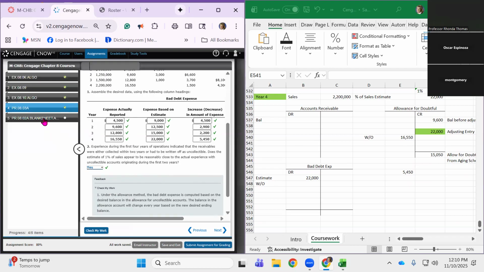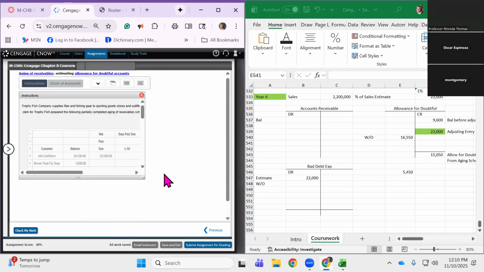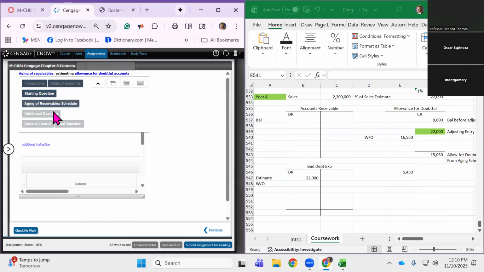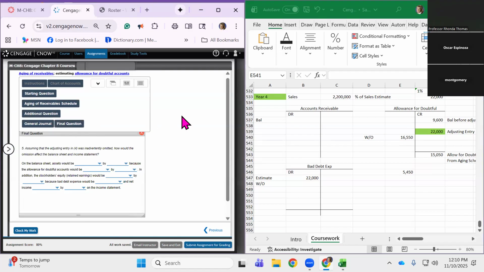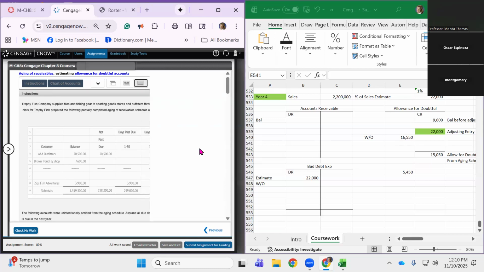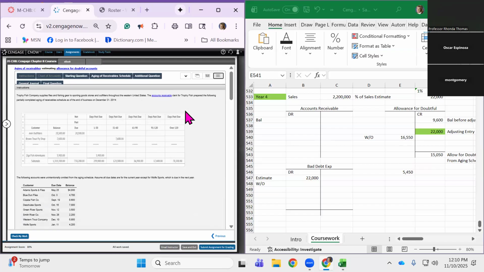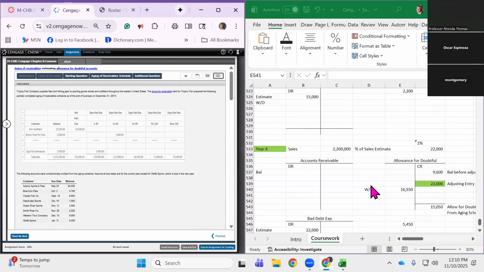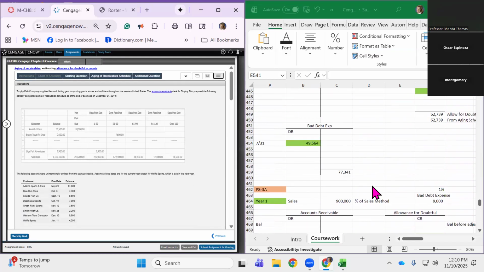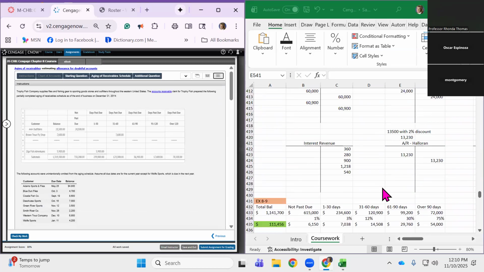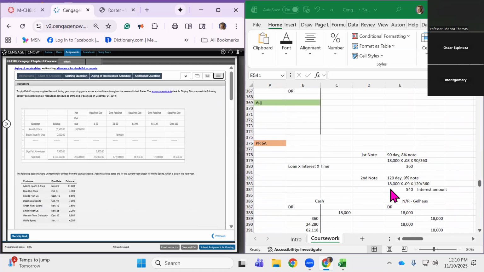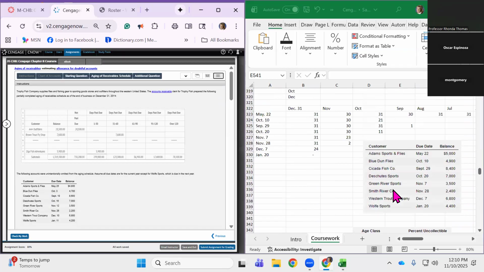I think this last one should be aging the receivables. Let's age these receivables, real quick, and see what we can do. I've highlighted all of my tabs, and I do believe I have a tab that will help us with this, as opposed to what we just did where I had to make it up as I went.